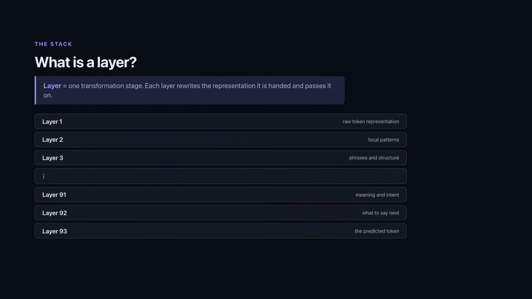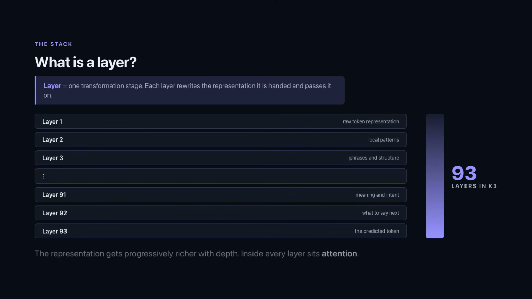Think of the model as a sequence of transformation stages. Layer 1 takes the input and changes its representation. Layer 2 processes that new representation. Then Layer 3, and so on. Kimi K3 contains 93 of these layers. Information becomes progressively richer as it moves deeper.